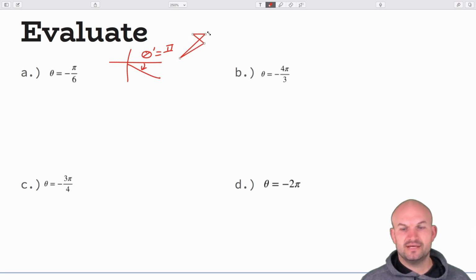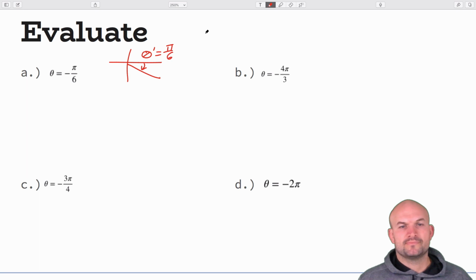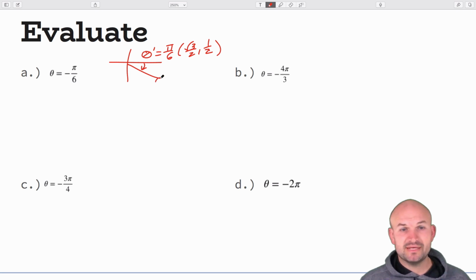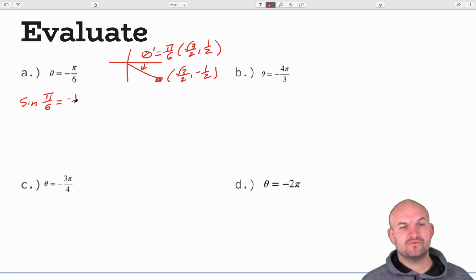No, don't do that. Eliminate that. So it's π/6, so that coordinate point is square root of 3 over 2, comma 1/2. So that means this coordinate point, the one we're actually working on, is going to be positive square root of 3 over 2, comma -1/2. Okay, so the sine of π/6 is going to be -1/2. The cosine of π/6 is equal to the square root of 3 over 2.